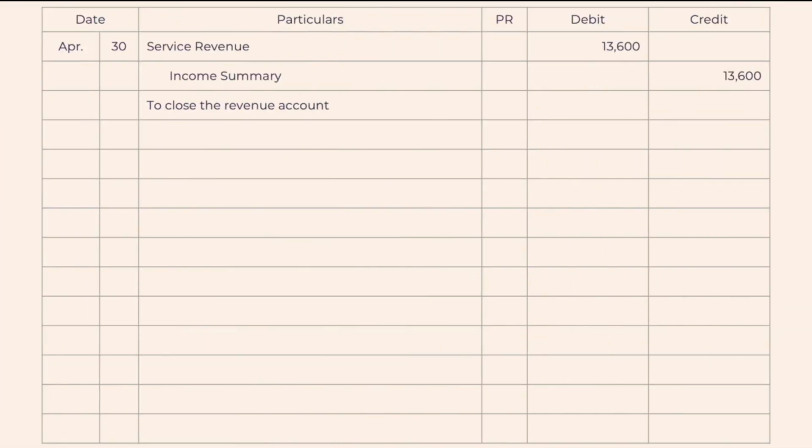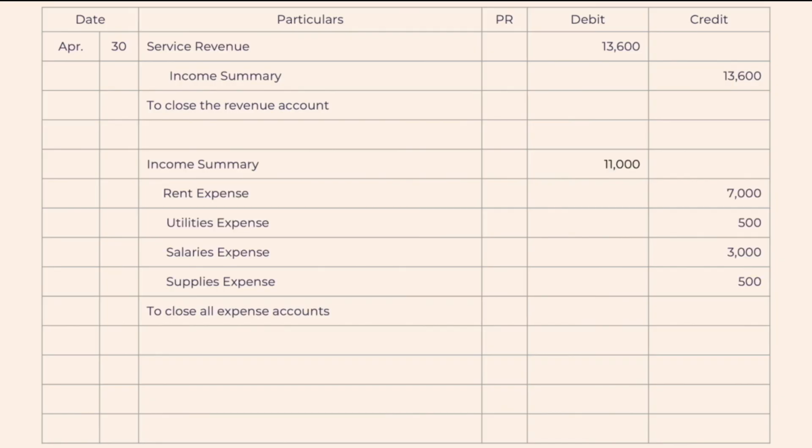First, close all the revenue account. In our example, we have service revenue with a credit balance. So to close it, we need to debit it and pair it with income summary. Next, close all expense account. Since ang expense account natin ay debit balance, we need to credit them. Add their total and debit income summary.